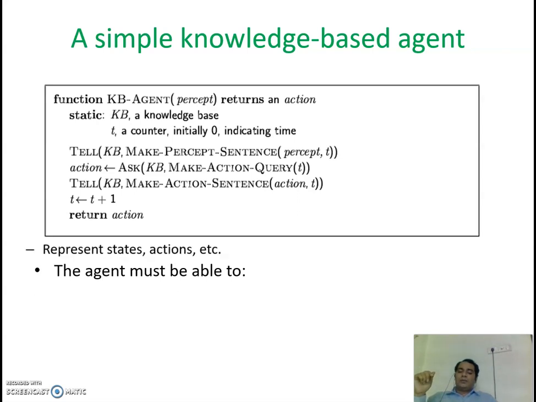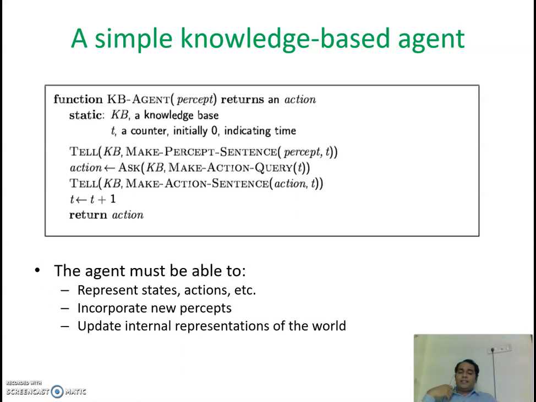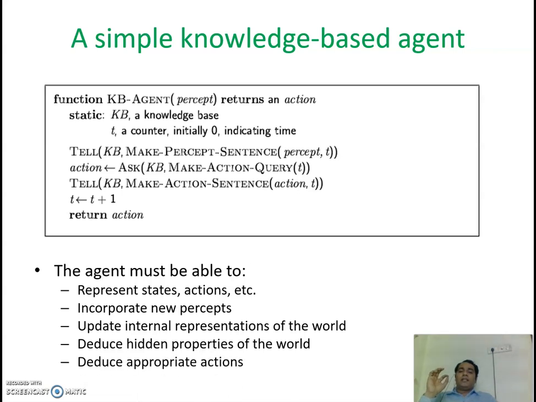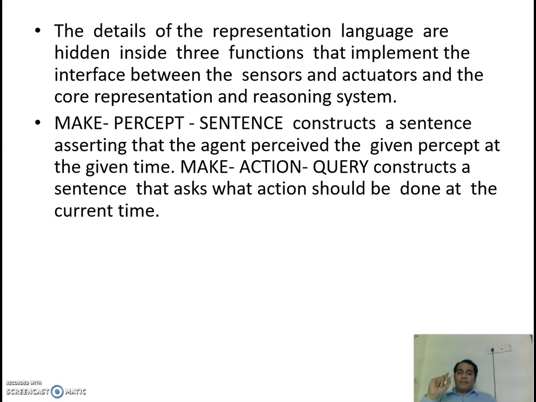So the agent must be able to represent the states, actions, etc., incorporate new percepts, update internal representations of the world, deduce hidden properties of the world, and deduce appropriate actions. This the agent should be able to do. So the details of the representation language are hidden inside 3 functions that implement the interface between the sensors and actuators and the core representation and reasoning system. The details are abstract. Make percept sentence, we have already seen, right?